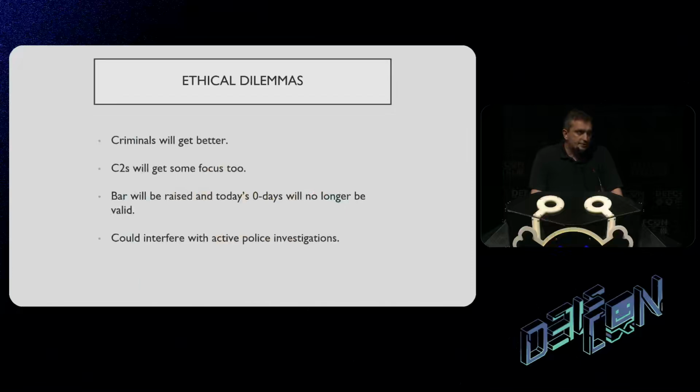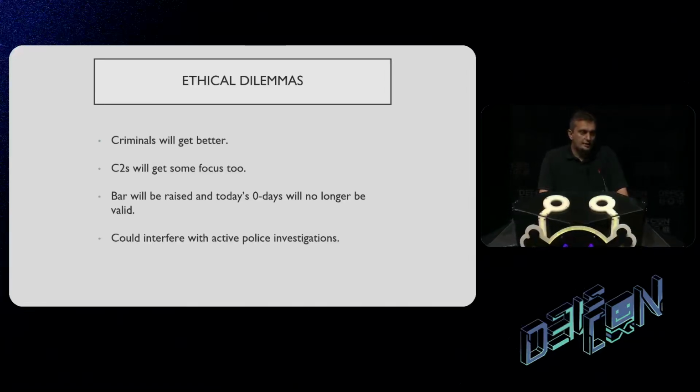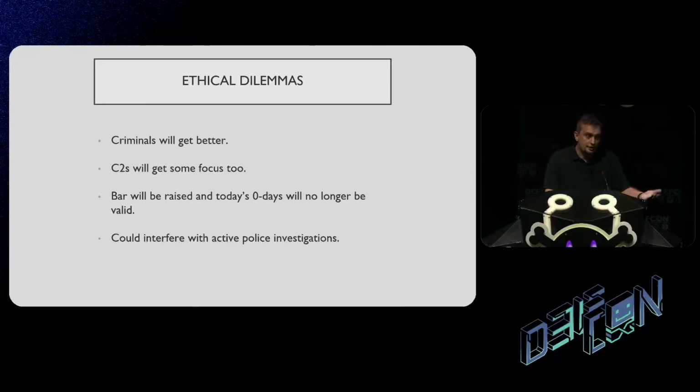Criminals will get better. The C2s will get some focus too. I hope some of you here can see how easy it is to own command and control servers. It has nothing to do with the really, really difficult part that is reversing applications. The bar will be raised, and I'm expecting all the 0 days that are reported today to be fixed in the next week or so. And this could interfere with active police investigation, but all of them were reported 6 months ago, so I cannot really do anything else.